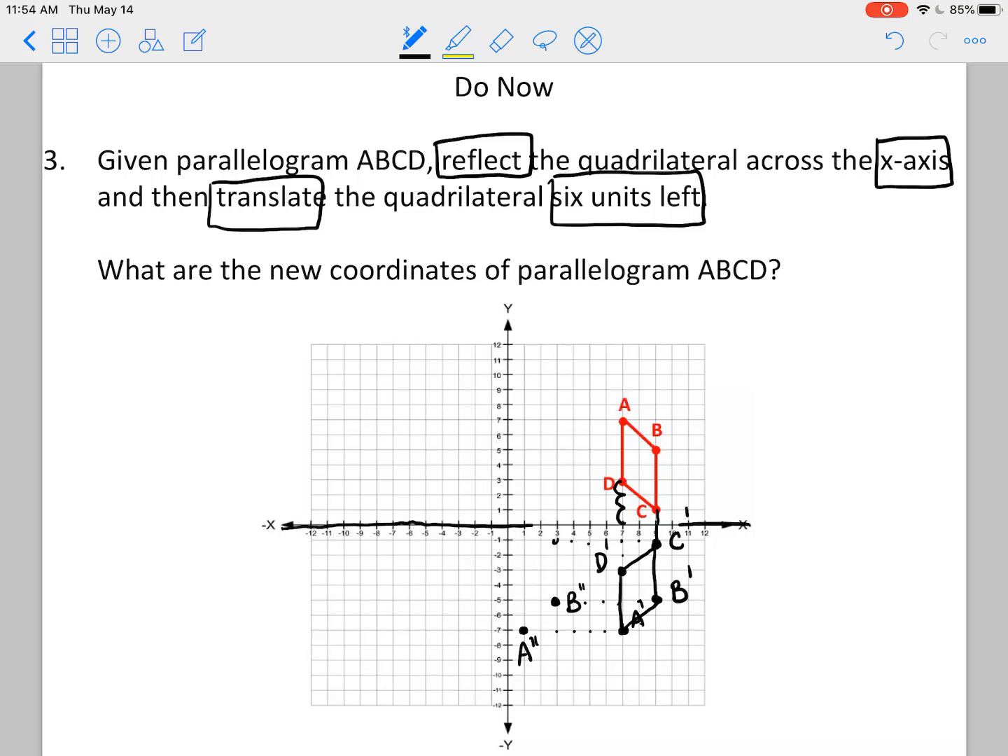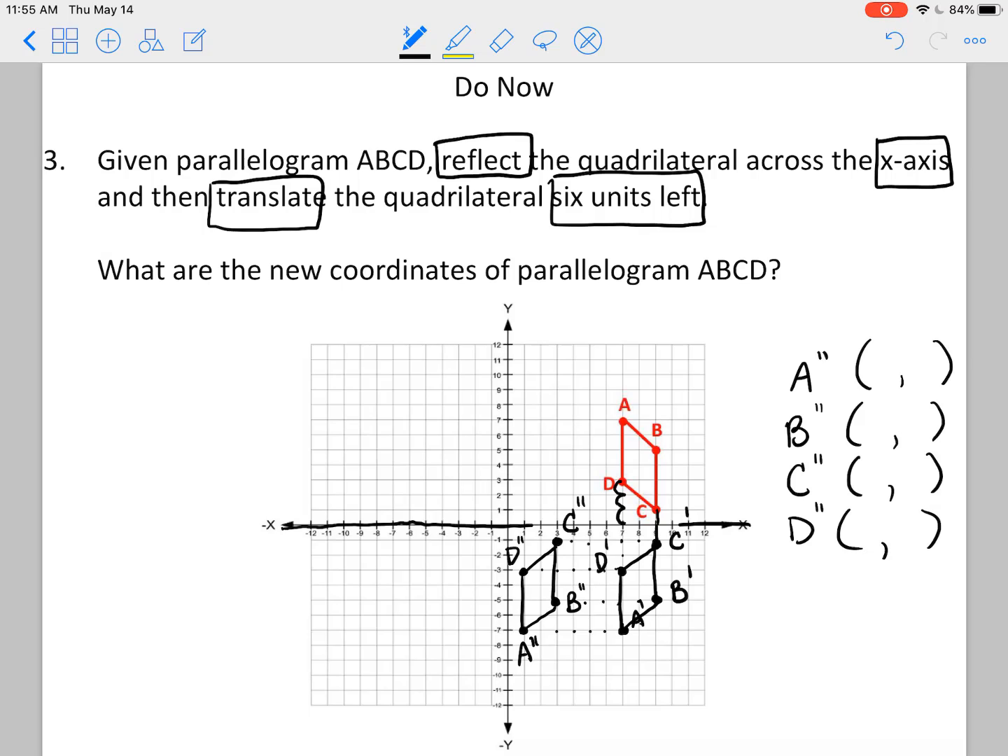C is 1, 2, 3, 4, 5, 6. So here is C double prime. And D is 1, 2, 3, 4, 5, 6. D double prime. So we've performed our 2 transformations, and now it's asking us for the coordinates of those points. So A double prime, B double prime, C double prime, and D double prime. Remember that ordered pairs are always indicated with 2 parentheses and a comma in between. The X value always comes first, followed by the Y value.